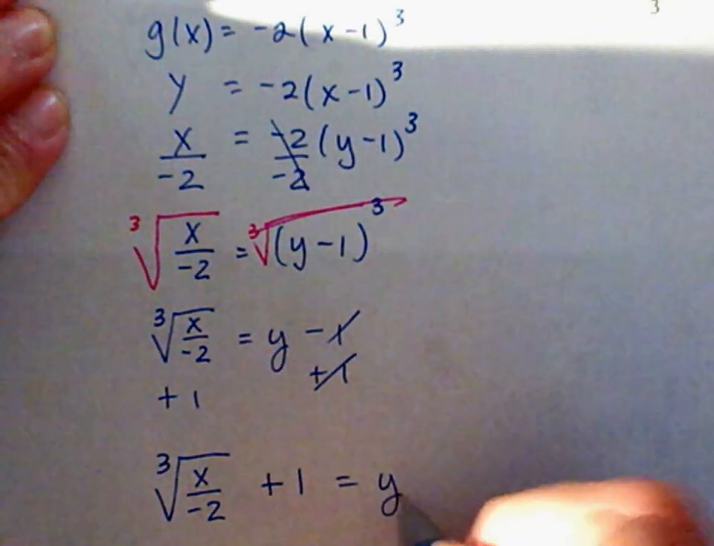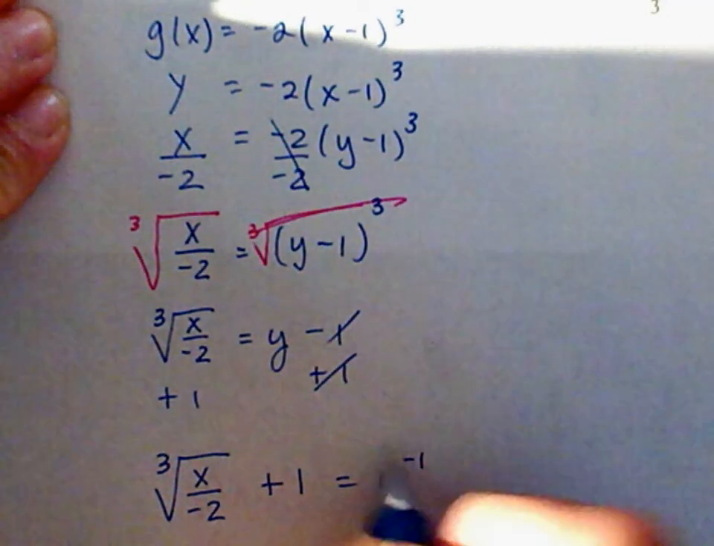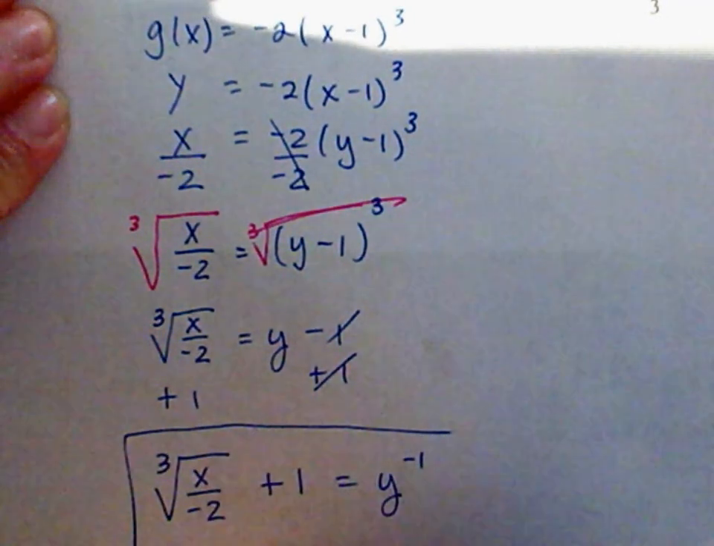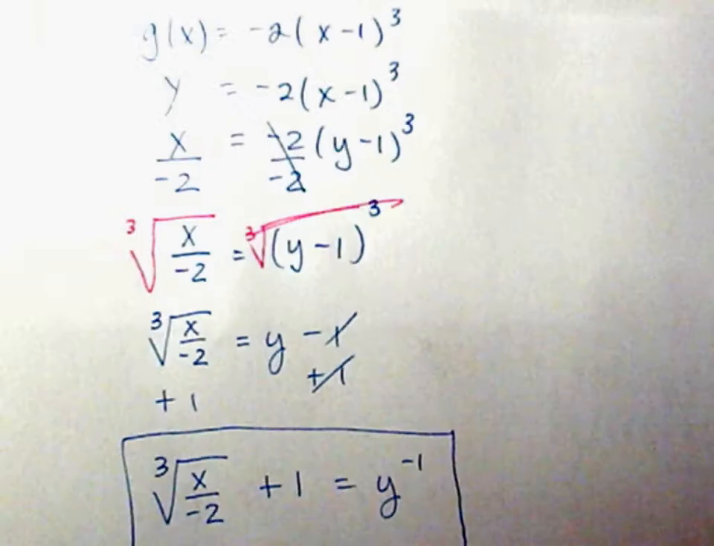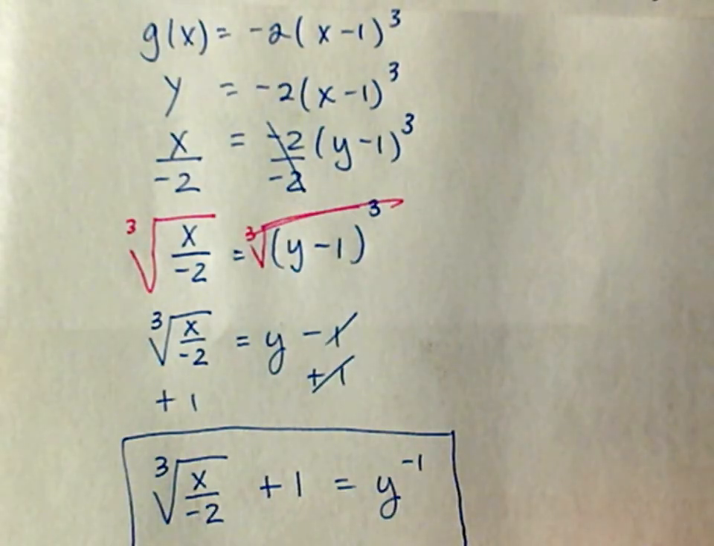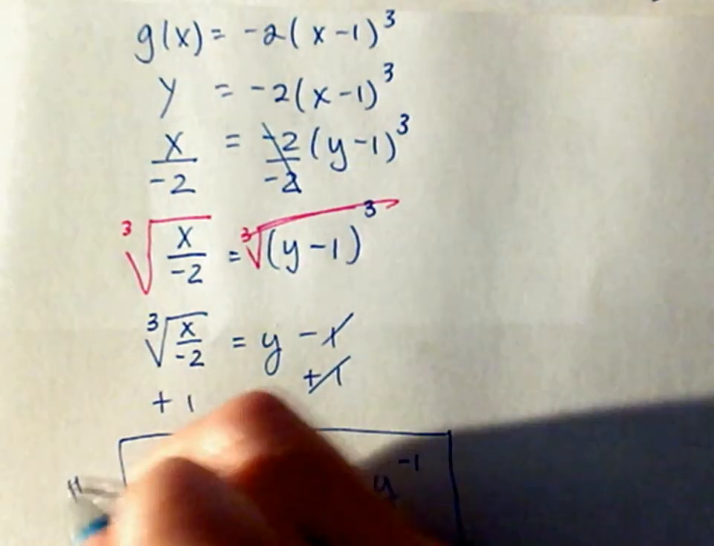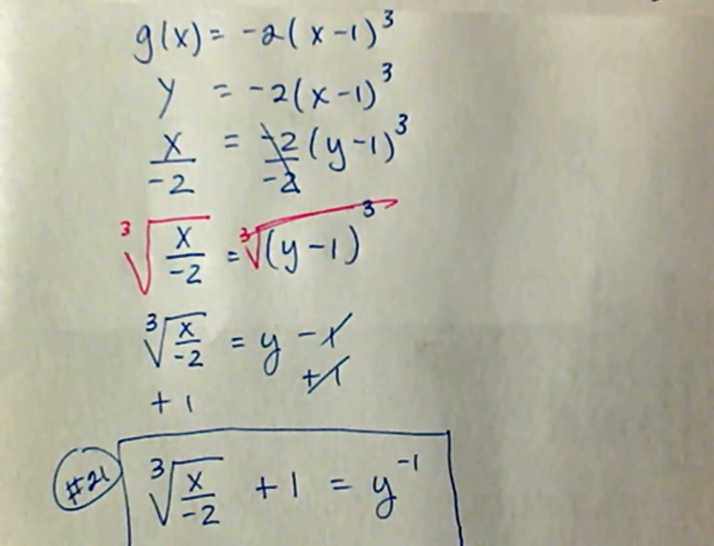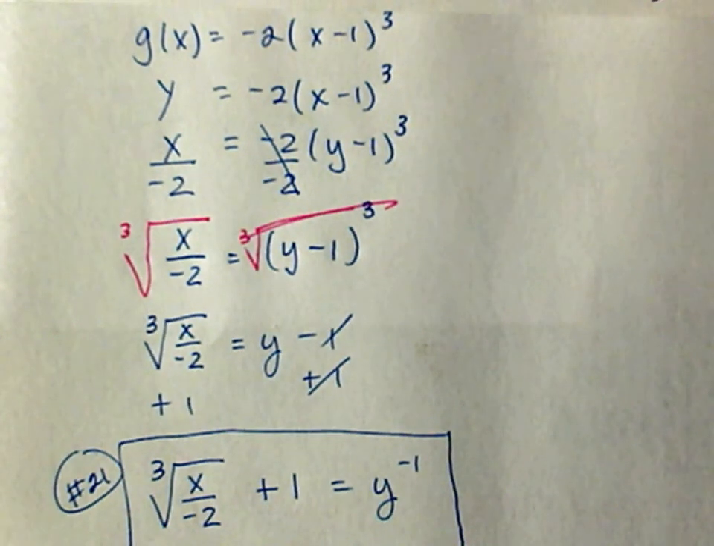Notice my 1 is outside. You guys see that? Equals y. Now add your negative 1. Okay? And there you have it. Number 21. This is number 21, all right, of your assignment.